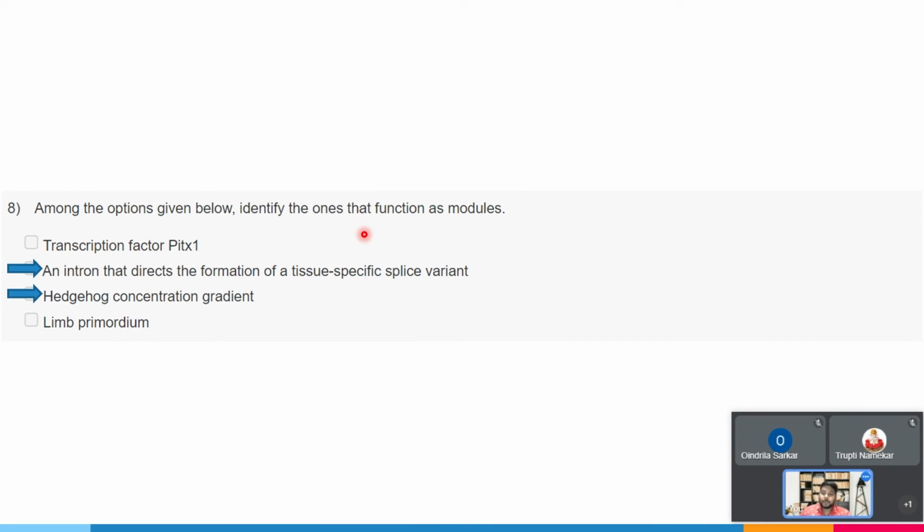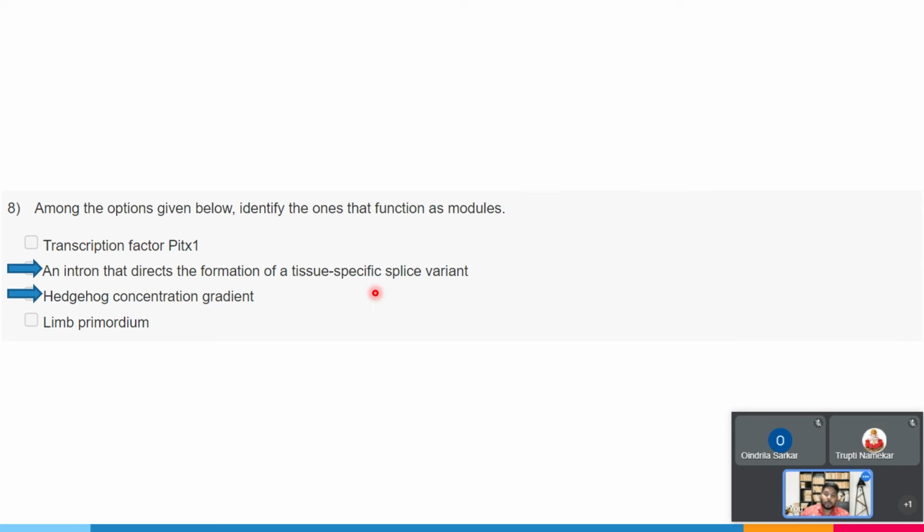Thus, the particular option that is correct, among the following options, identify which of the following can act as a module. The options are an intron that directs formation of tissue-specific splice variant. So we know that enhancer can occur anywhere in the entire genome. They can be upstream to the gene, downstream to the gene, and inside the gene as well, in the introns. And thus the intron which directs formation of tissue-specific splice variant, this does not act as an enhancer itself, it acts as a splice regulator.